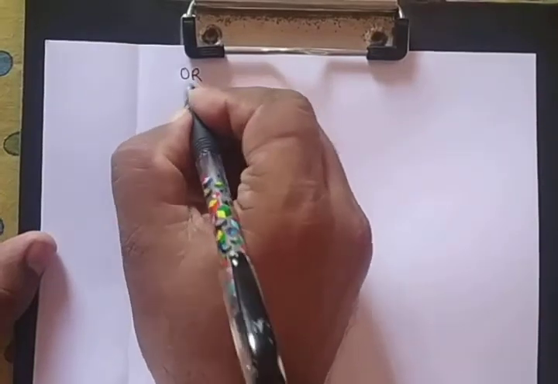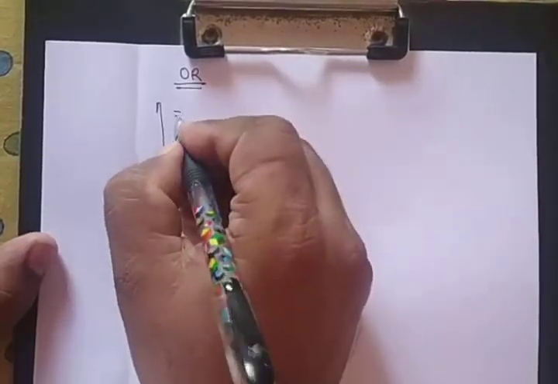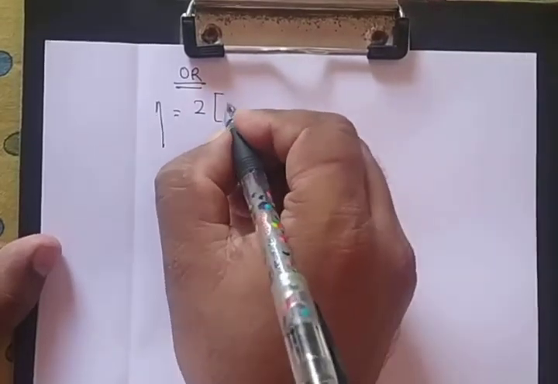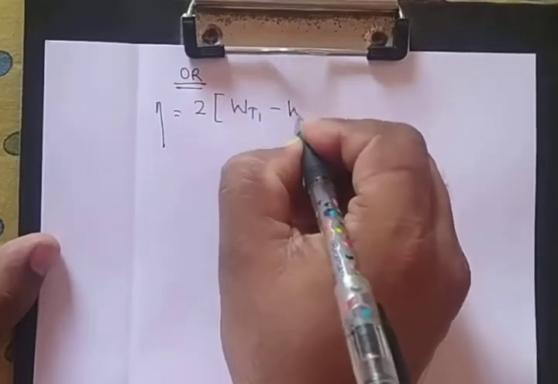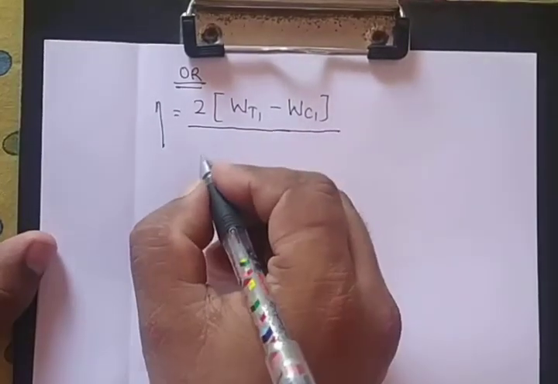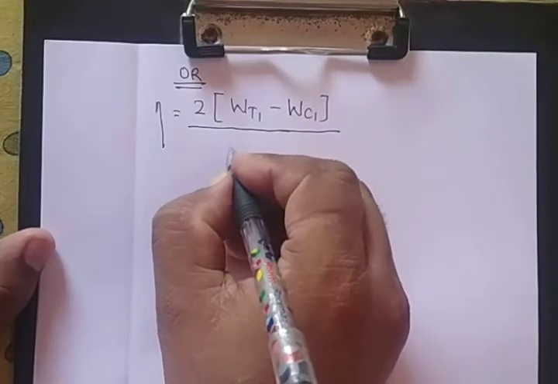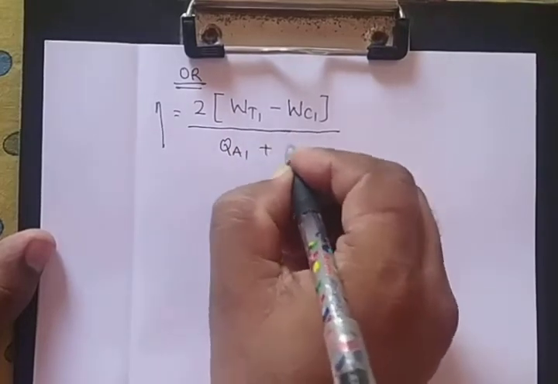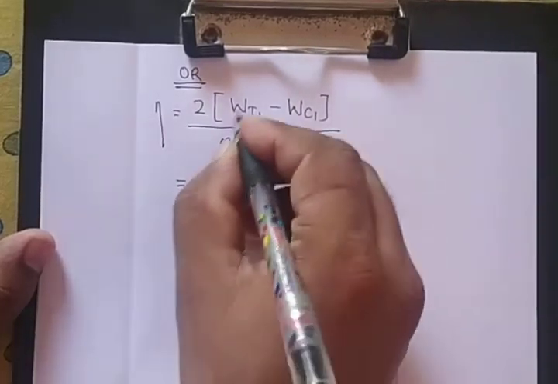So now what I have done is, I have found out the efficiency directly by taking the help of W net and QA1 and QA2. Now what we will do is, we will take one more alternate method of finding the efficiency, that is efficiency equal to 2 times WT1 minus WC1 divided by QA1 plus QA2. So now Cp terms are common in both.